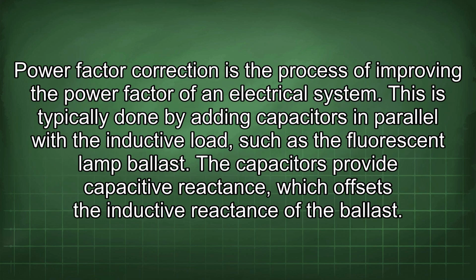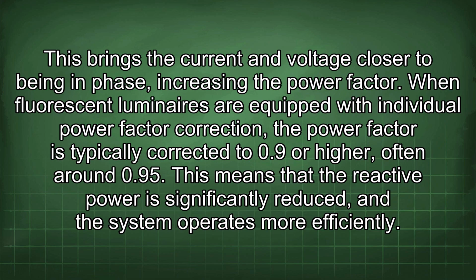Power factor correction is the process of improving the power factor of an electrical system. This is typically done by adding capacitors in parallel with the inductive load, such as the fluorescent lamp ballast. The capacitors provide capacitive reactance, which offsets the inductive reactance of the ballast. This brings the current and voltage closer to being in phase, increasing the power factor. When fluorescent luminaires are equipped with individual power factor correction, the power factor is typically corrected to 0.9 or higher, often around 0.95. This means that the reactive power is significantly reduced and the system operates more efficiently.